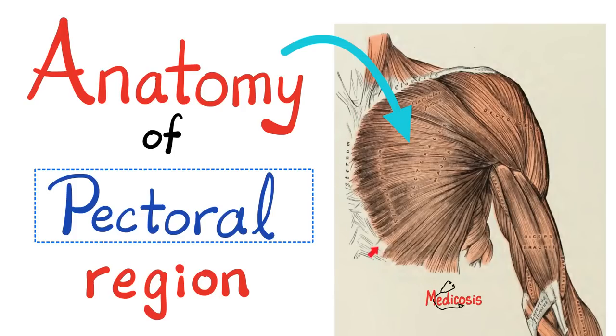main muscles of the pectoral region, which are number 1, pectoralis major muscle, number 2, pectoralis minor muscle, and number 3, the subclavius muscle, which is under the clavicle. We'll also talk about the nerve supply of the pectoral region and the arterial supply of the pectoral region.